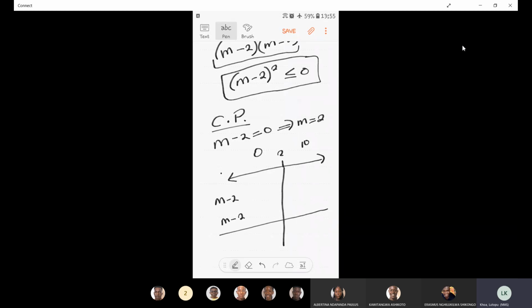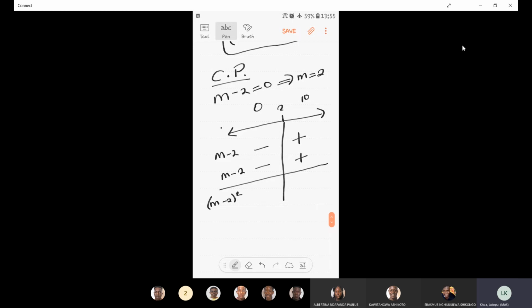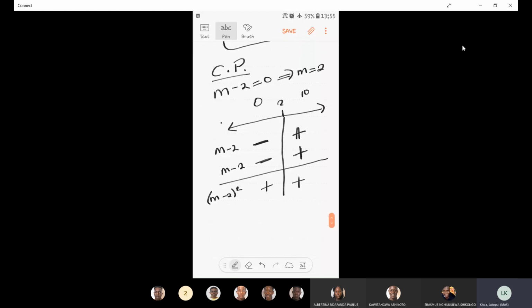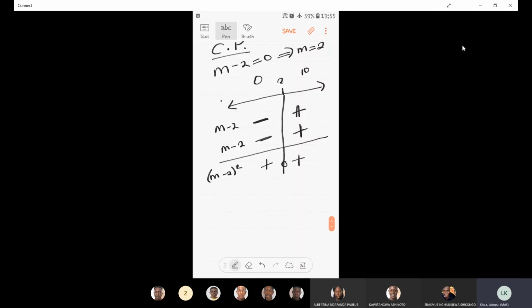Then if you substitute 0 into the first factor, your answer is negative because it's 0 minus 2, which is negative. And then again, 0 minus 2 is negative. Then in the second column, you'll get positive, 10 minus 2 is positive, and also 10 minus 2 is positive. Then here we have m minus 2 squared. As I said, m minus 2 times m minus 2 is just the same as m minus 2 squared. So here I multiply negative and negative, I get positive, and positive times positive is positive. Now this is interesting in that there is nowhere that it is negative. This is positive, or it is 0 at 2.